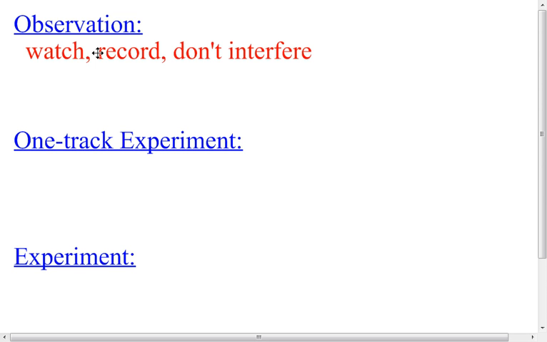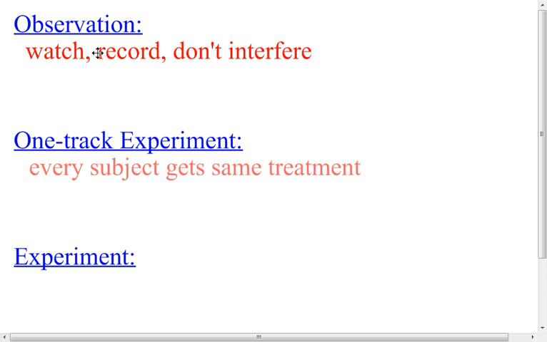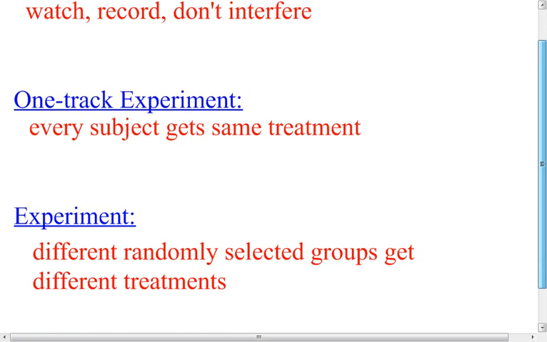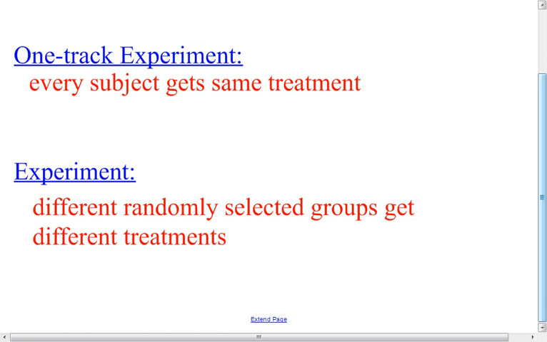Some things that look like experiments are actually observations. They're ones where you watch, you record, you don't interfere, you don't assign people to a treatment group, or impose a treatment on them at all. Then there are one-track experiments, where you do impose some sort of treatment on people, but every single subject gets the same treatment. And then there are experiments where different randomly selected groups get different treatments. So you have to have at least 2 treatments in order for it to be a typical experiment. If everyone gets the same treatment, then it's a one-track experiment.